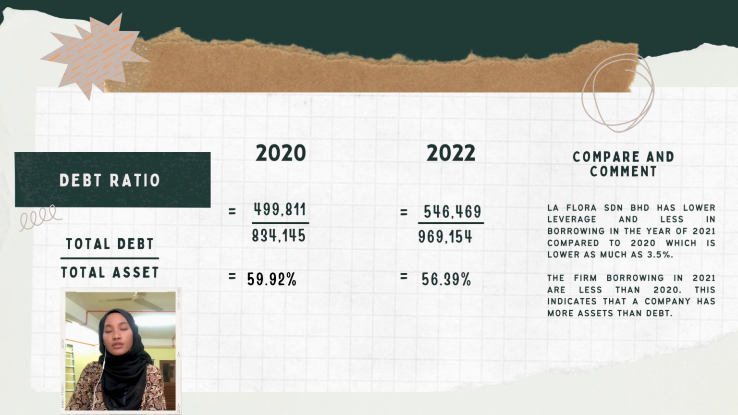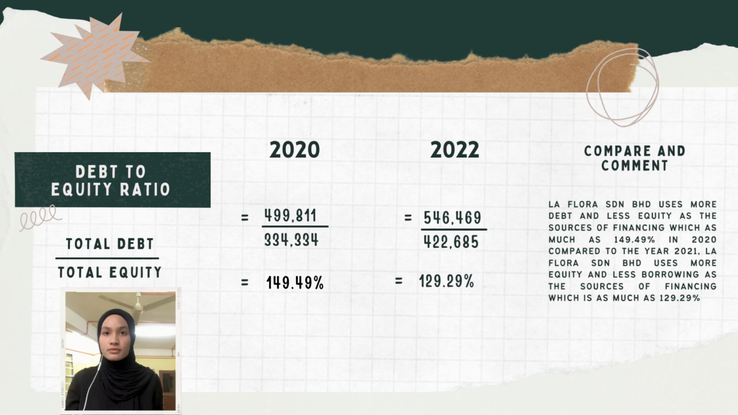La Flora has lower leverage and less borrowing in the year of 2021 compared to 2020, which is lower by as much as 3.5%. The firm's borrowing in 2021 is less than 2020. This indicates that the company has more assets than debt.